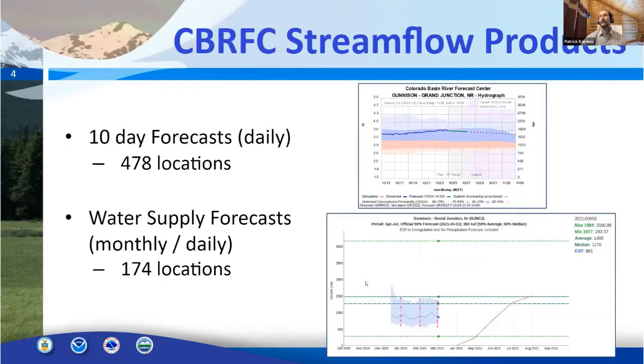And here are those two forecasts real quick. Every day we run our model. We put out 10-day forecasts at 478 locations within our basins. And here's just kind of a sample graph.